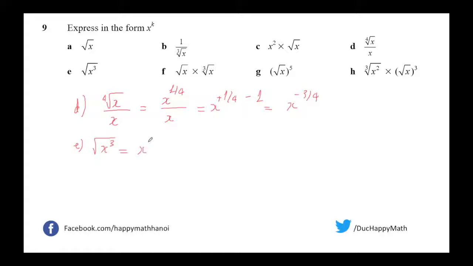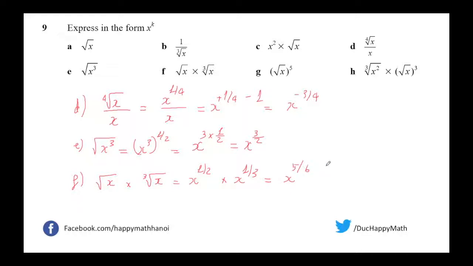Square root means you got the power number 1 over 2. And inside the bracket you got a 3. So the final result is 3 to the power 1 over 2. 3 over 2. And F, square root of x times the cubic root of x. So x power to 1 over 2 times x power 1 over 3. You add them together, so you will get x power to 5 over 6. Question G and H, work by yourself and compare.